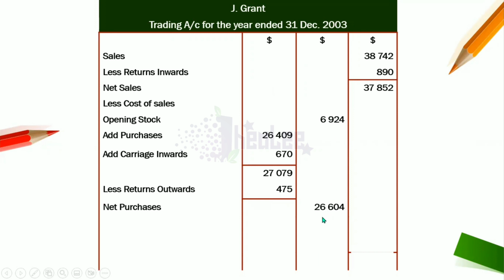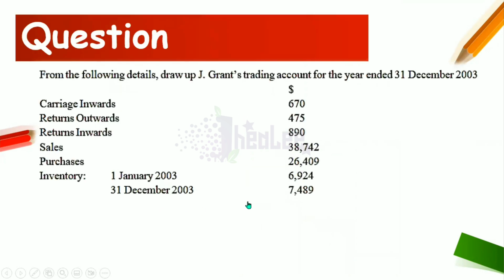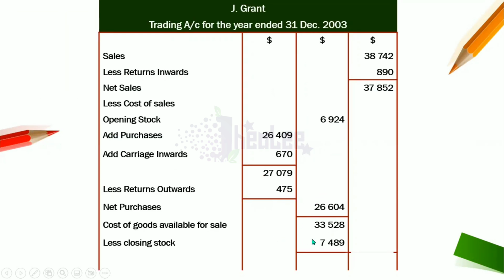And guess what? Once you add what you have purchased to your opening stock, it gives you the total of goods that you have available for sale. That is cost of goods available for sale. And that figure is $33,528. Now, once you have that, you can then proceed to less your closing stock. And our closing stock based on the question is $7,489. And we're going to record that in our worksheet and proceed to do our calculation.